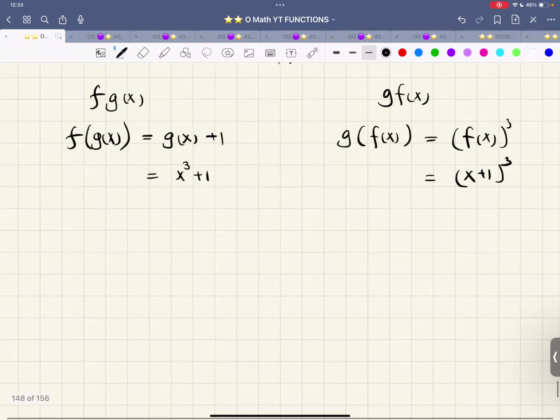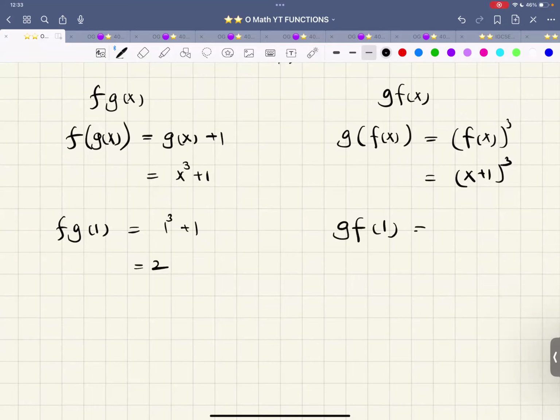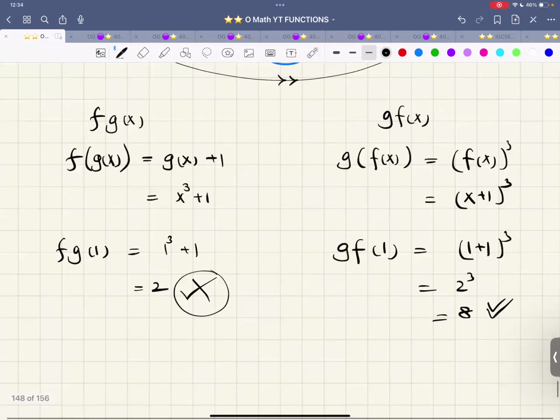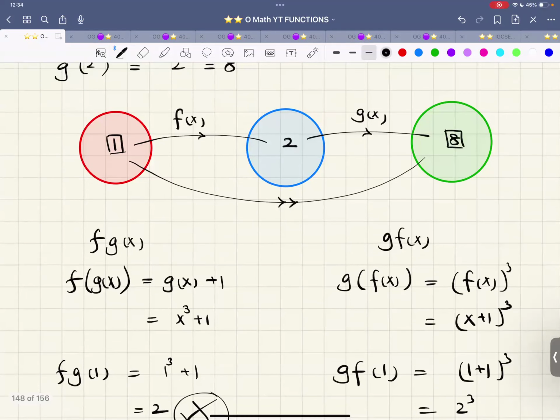Now let me evaluate f of g of 1, which is 1 cubed plus 1, which is 2. Let me evaluate g of f of 1, which is (1 plus 1) whole cubed, which is 2 cubed, which is 8. This is giving me the wrong answer. This is giving me the correct answer. That means first f, then g. That is g of f(x).